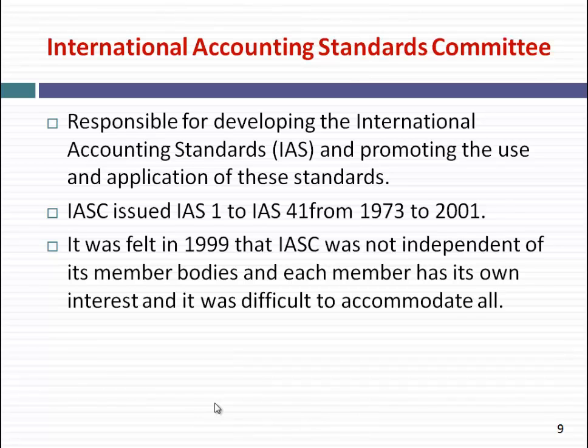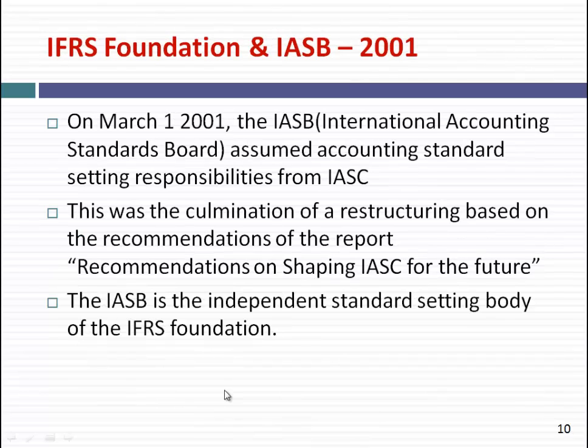But it was felt in the late 90s that IASC was not independent of its member bodies, and each member had its own set of interests, which were difficult to accommodate. So a committee was formed to issue a report for restructuring IASC. The committee issued a report called Recommendations on Shaping IASC for the Future. Based on the recommendations of the report, the International Accounting Standards Board, IASB, was formed to replace IASC and assume standard setting responsibilities. So on March 1st, 2001, IASB assumed accounting standard setting responsibilities from IASC.